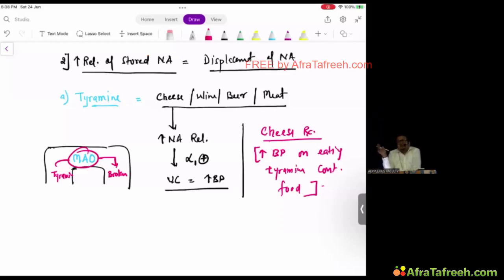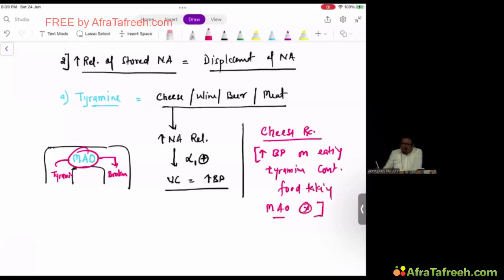So cheese reaction will happen in which individual? Who are taking which drugs? MAO inhibitors. MAO inhibitors will be discussed in depression, not here. Tyramine.